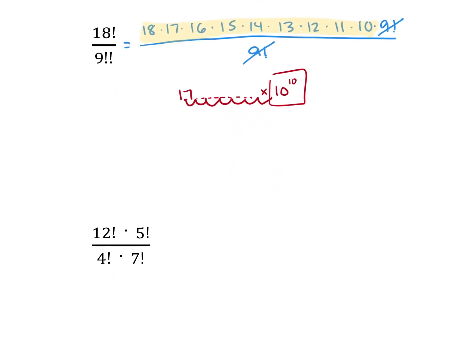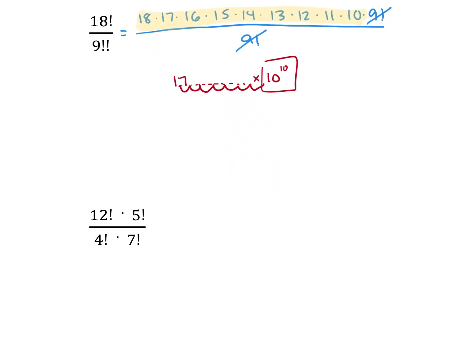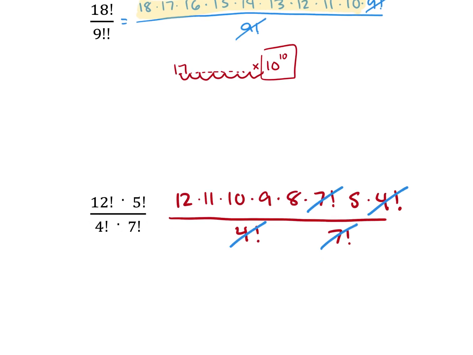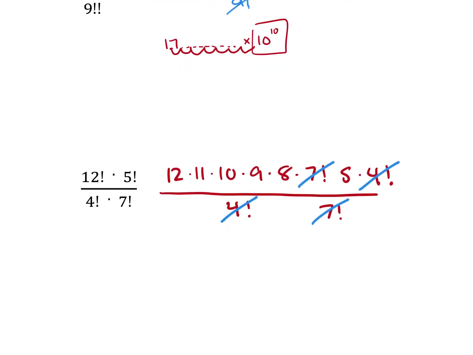All right, let's look at the next one. So here I have 12 times 11 times 10 times 9 times 8 times 7. I'm going to stop there because I see that I have a 7 factorial on the bottom. So I know that those will end up canceling out. And then I have a 5 times 4, and I'm going to stop at the 4 factorial because I see I have a 4 factorial on the bottom also. So the 4 factorials cancel and the 7 factorials cancel. So in my calculator, I'm just multiplying 12 times 11 times 10 times 9 times 8 times 5 here.